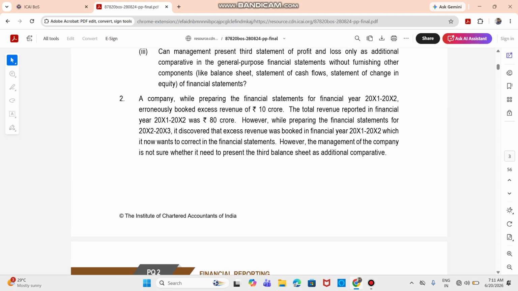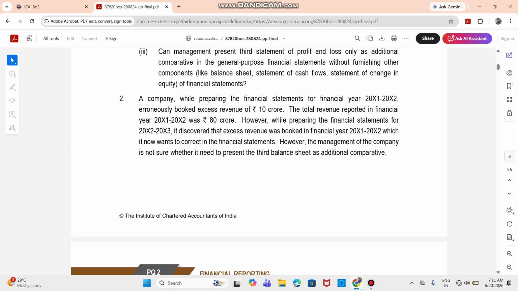So next one is: a company, while preparing the financial statements for year 2022, erroneously booked excess revenue of 10 crores. The total revenue reported in financial year 21-22 was 80 crore. However, while preparing the FS for the year 22-23, it discovered that excess revenue was booked in financial year 2022, which it now wants to correct in the financial statements.